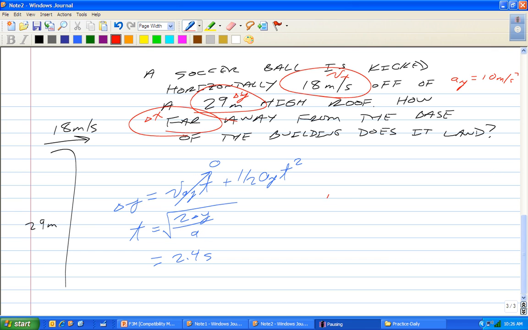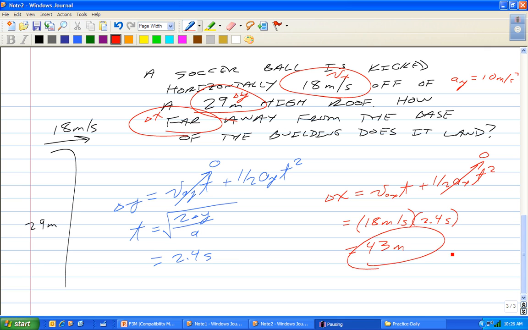Then I'm ready to find the horizontal distance, which is equal to the horizontal velocity times time plus 1/2 the horizontal acceleration times time squared. Are either of those terms 0? Yeah, there's no acceleration in the horizontal direction, so that goes away, and so it just becomes the horizontal velocity, which is 18 meters per second, times the time we just found, 2.4 seconds, and that gives me my 43 meters away.